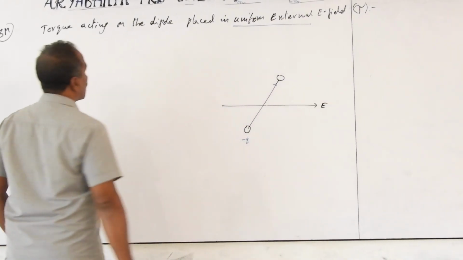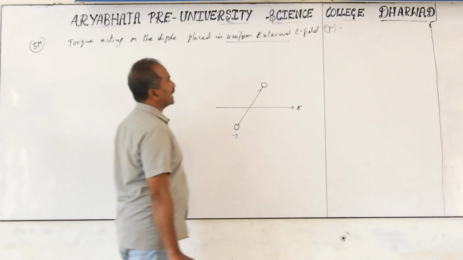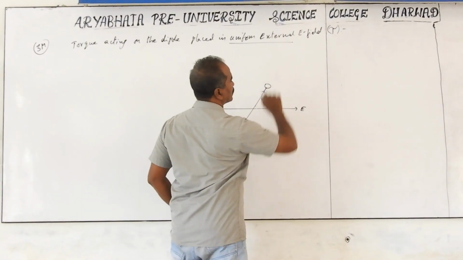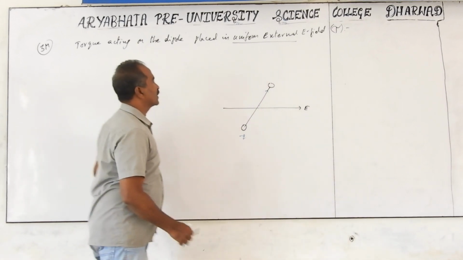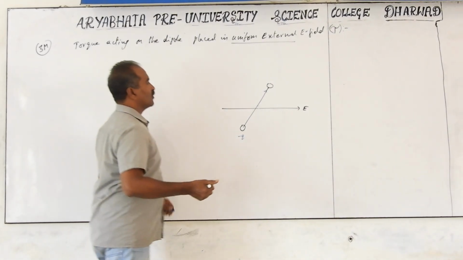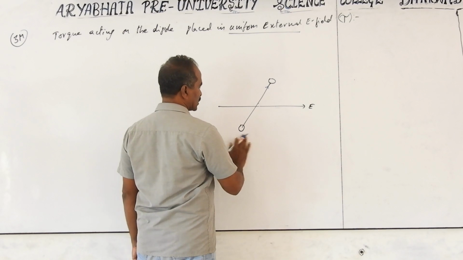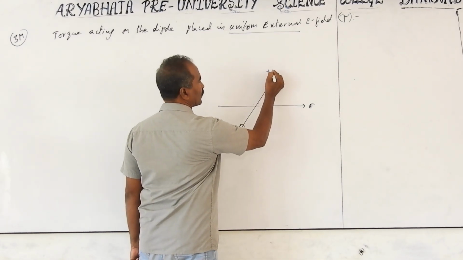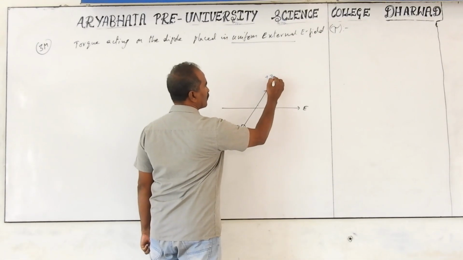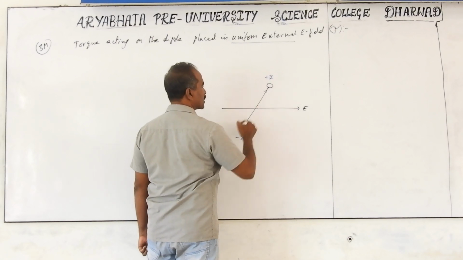Torque acting on the dipole placed in a uniform external electric field. Torque derivation for a 3 marks question. That is, take a dipole. The dipole contains two charges, +q and -q, and the separation is 2a.